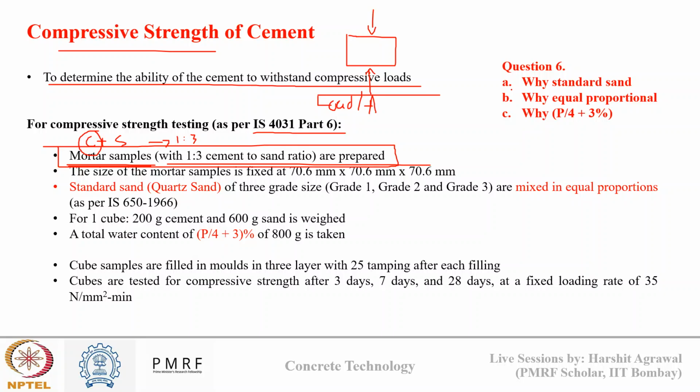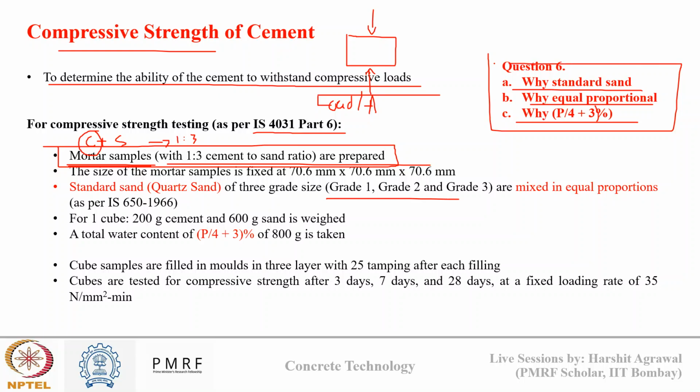Why we are using standard sand? Why these sand grades are taken in equal proportion? And why P by 4 plus 3%? Okay, P by 4 plus 3% of water is taken. Can anyone tell me the reason why standard guidelines fixed these three criteria for preparing cement mortar?